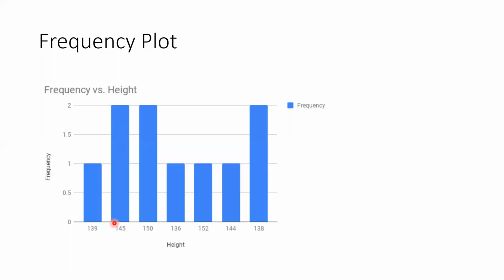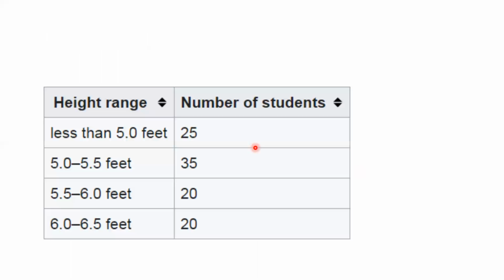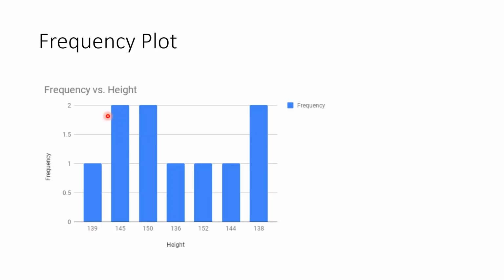There were two people whose height was 145 centimeters. That's how we make a frequency plot. Now, here I had the discrete data. This was the exact value that I was looking at.